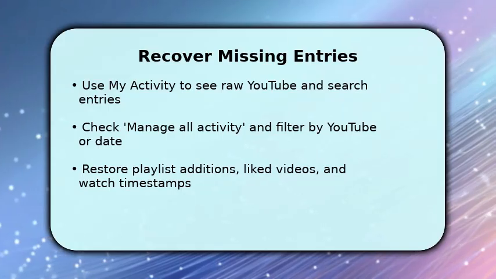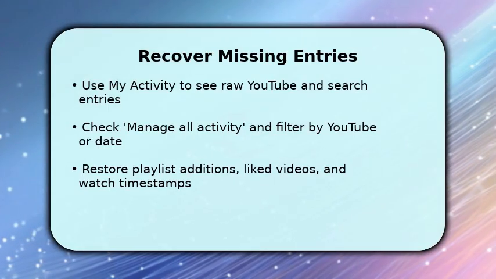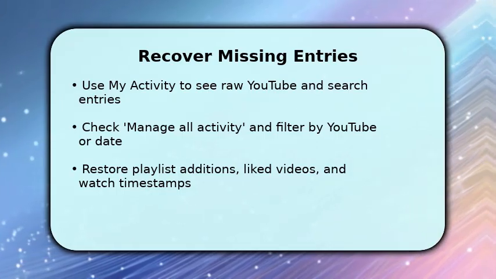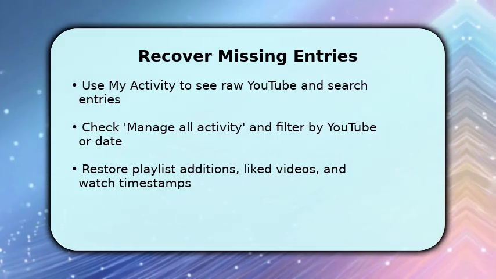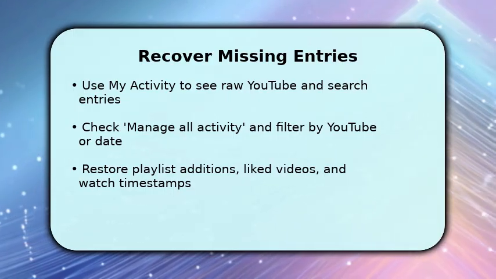Once account controls are active, go to Google My Activity and filter by YouTube to view raw event logs that sometimes don't appear in the app. Make sure to set the date range wide enough. Older items can be filtered out by default.